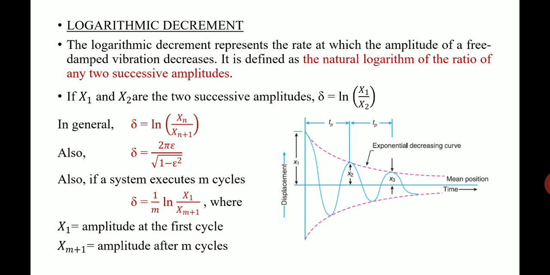So logarithmic decrement is actually the diminishing of the amplitude of vibration following a logarithmic pattern. Even though the peak is exponential, the reduction in amplitude follows a logarithmic pattern, and this is called the logarithmic decrement, and it can be found using the given formulas.